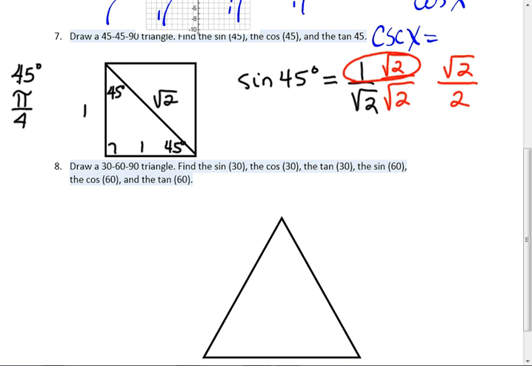0.707. Why do I know that? I'm a physics major too, and we didn't have calculators till my junior year in college. So after a while, you got these special angles. You just knew what they were. So what's the cosine of 45 degrees? 1 over the square root of 2.